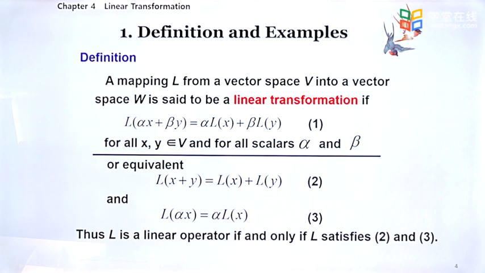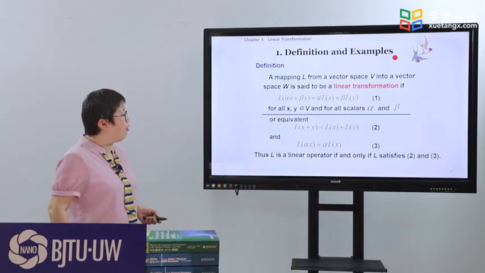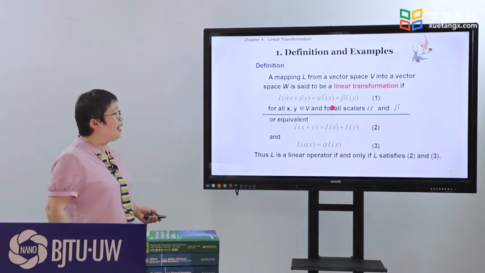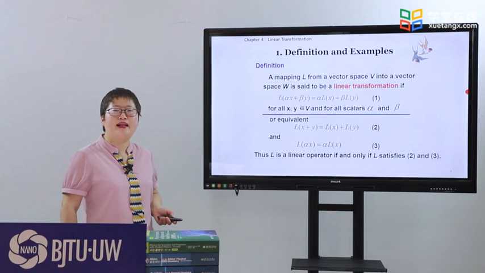First is the definition. A mapping L from a vector space V into a vector space W is said to be a linear transformation if we have this relation 1: L(αx + βy) = αL(x) + βL(y). We need this for all x, y belonging to V and for all scalars α and β.